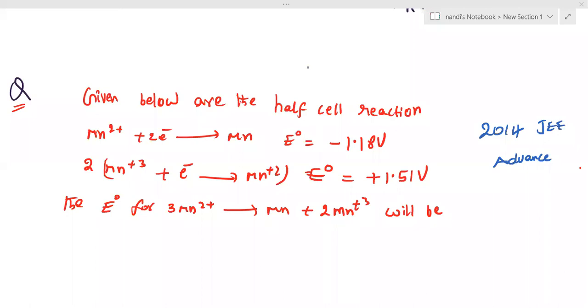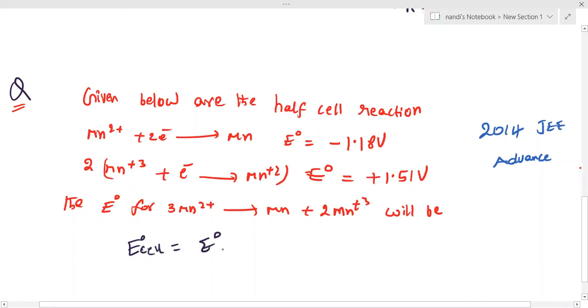So we know that E naught cell equals E naught cathode minus E naught anode. This is the basic point, but the condition is both should be reduction potentials. Both are reduction potentials, E naught reduction. Then only this formula is valid.